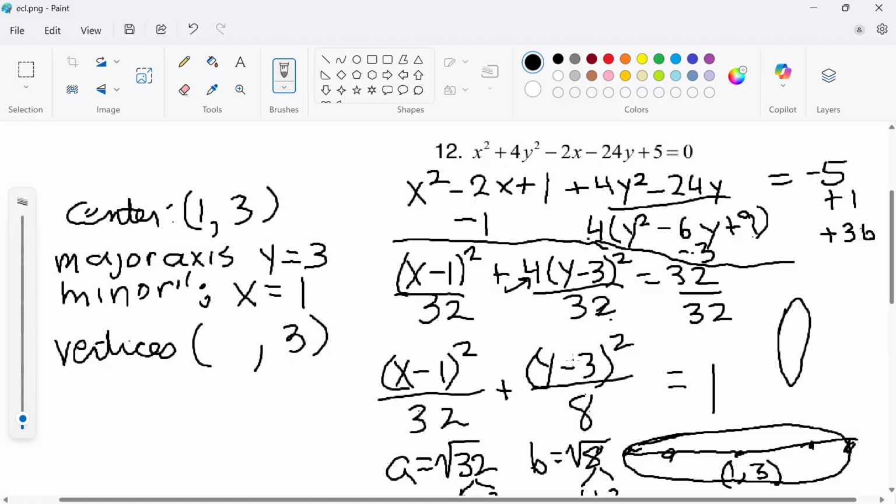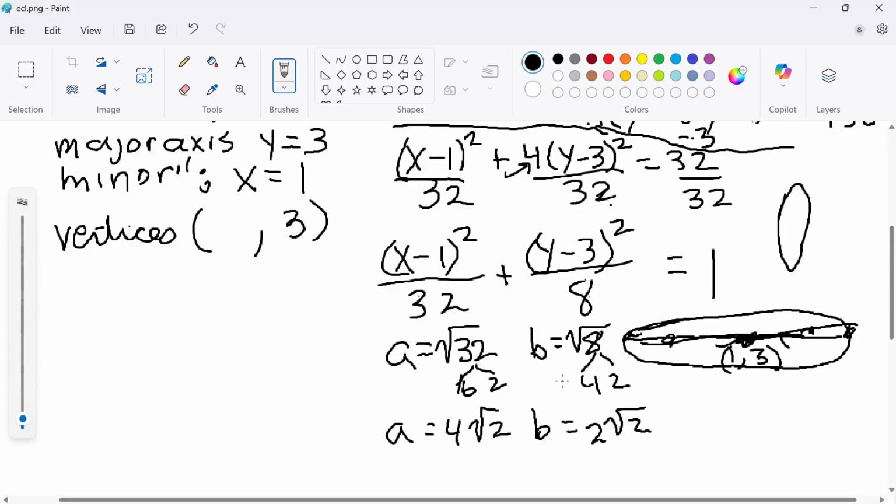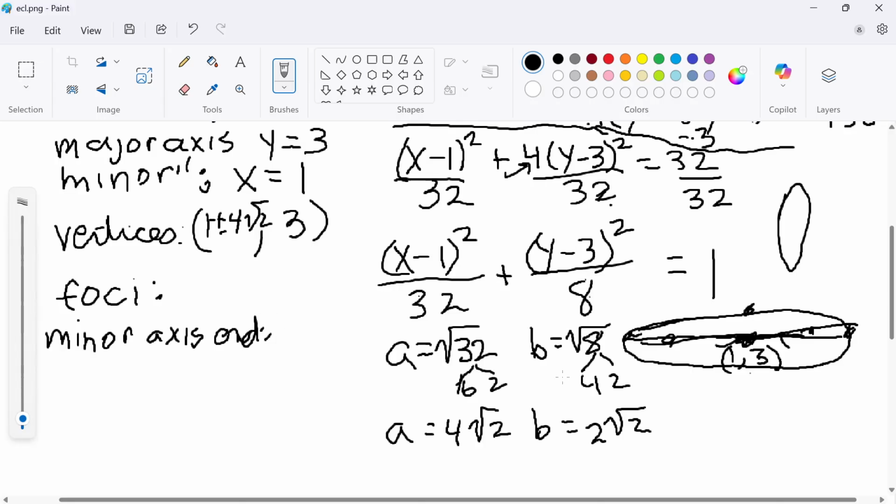So the vertices are starting at here, and the x value is 1, plus or minus a. So plus or minus 4 square root of 2. 1 plus or minus 4 square root 2. And then the foci, I'm going to need to find C. I don't have that yet. But I have the minor axis endpoints. On this kind of ellipse they are going to be above and below the center. So it's going to be 1, comma 3 plus or minus 2 square root of 2.